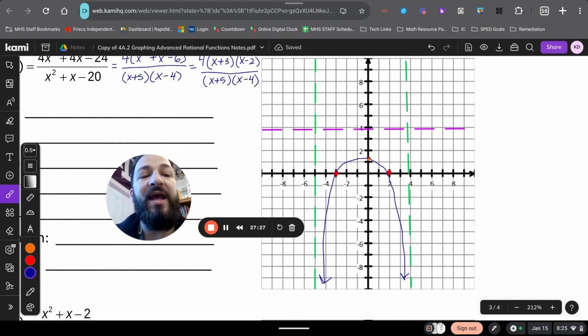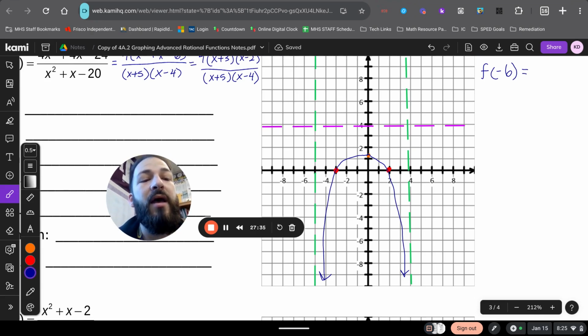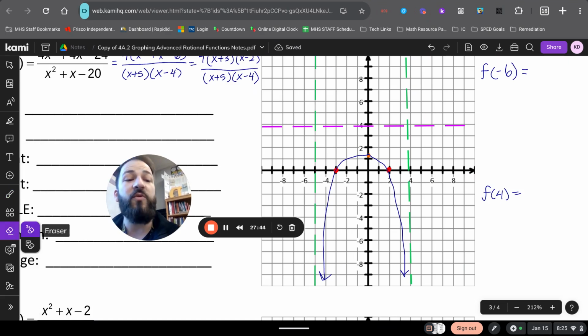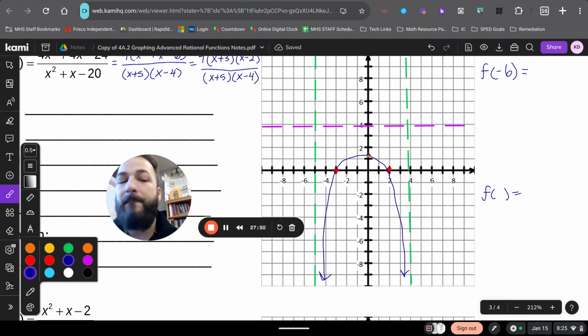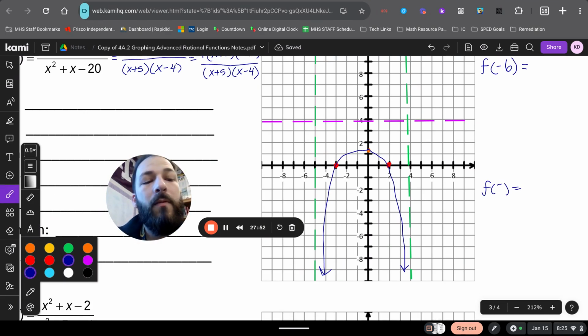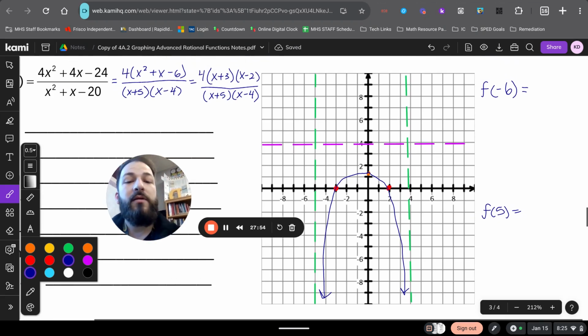So we're going to plug in f of -6, because that's just to the left of my vertical asymptote, and f of 4, because that is just to the... or not 4, sorry, 4 is my vertical asymptote. 4 would give me undefined. I want to plug in f of 5. Okay, so go ahead and plug both of those in for me.